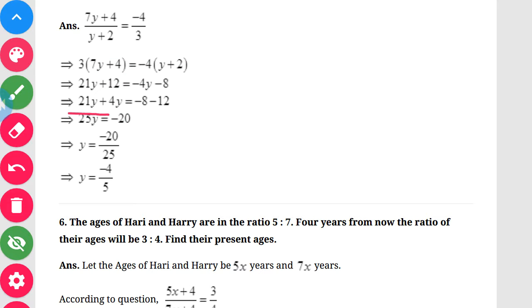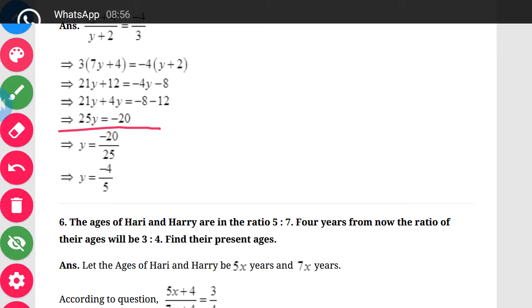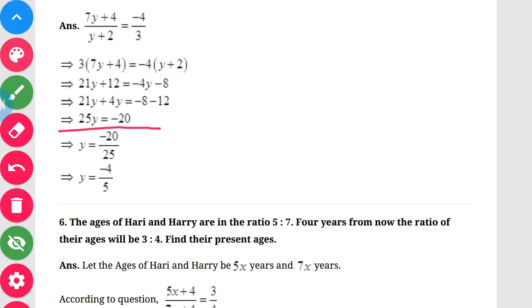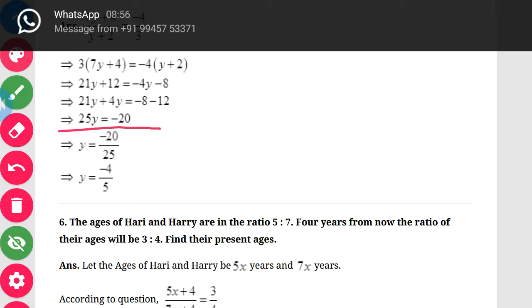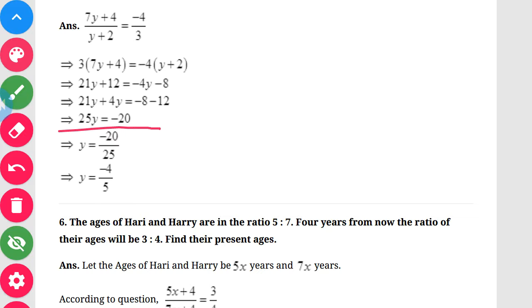Then further, 21y plus 4y will give you what? 25y, and minus 8 and minus 12, again the integer part comes, minus 8 minus 12 becomes minus 20. That's what this equation is. So 25y is equal to minus 20 divided by 25.